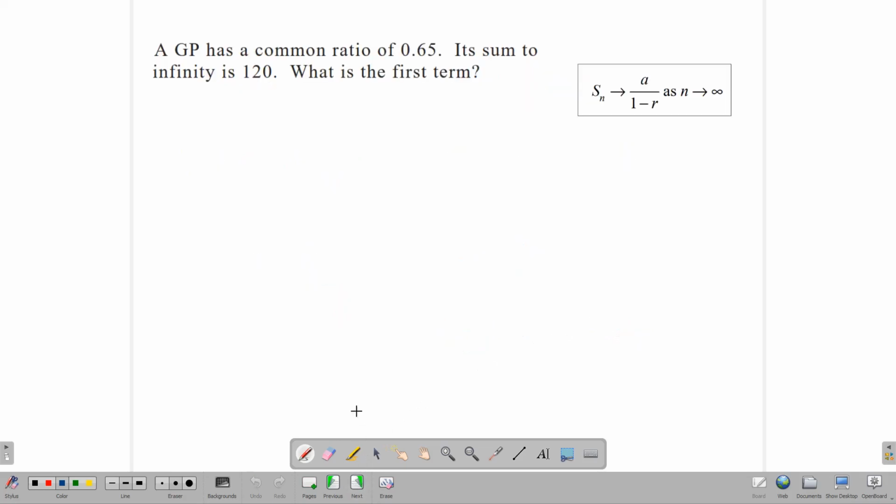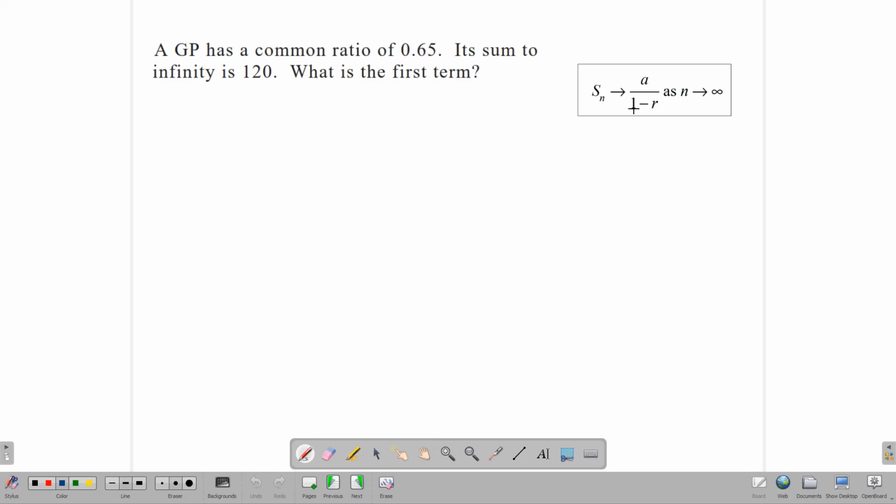Let's take another one. Here we have a GP. GP is general geometric progression, which is the same thing as a geometric series, depending on where you live. Some people call them progressions, some people call them series. The geometric progression has a common ratio of 0.65. Its sum to infinity is 120. What is the first term?